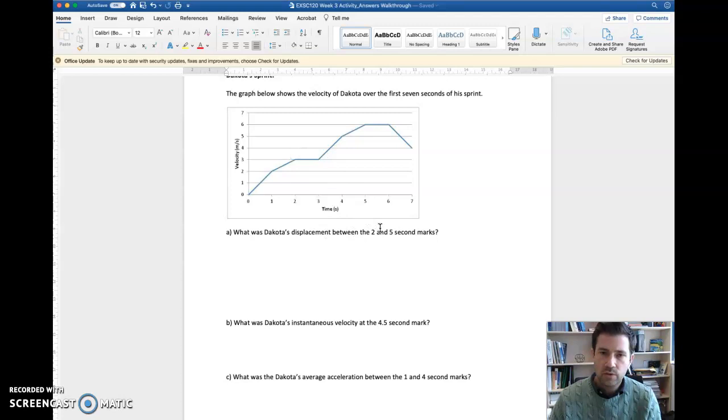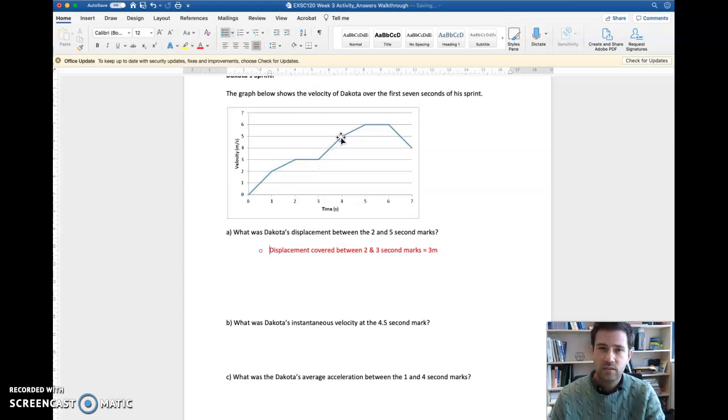So if we go between the 2 and 3 second mark, then it's pretty clear that Dakota is traveling on average 3 meters a second for that whole second. So Dakota would have traveled 3 meters during that time. So displacement between the 2 and 3 second mark is 3 meters. Now if we take the next second between the 3 and 4 second mark, Dakota starts at 3 meters a second and finishes at 5 meters a second. So the average velocity during that period was not 3 or 5, but 4. So then we've got 4 meters in the second there.